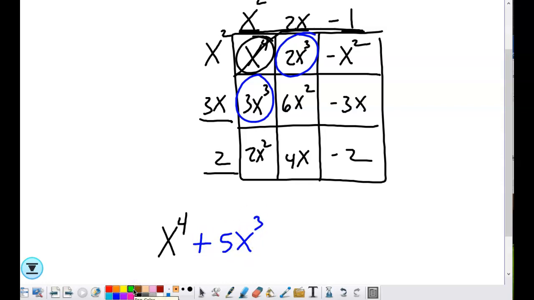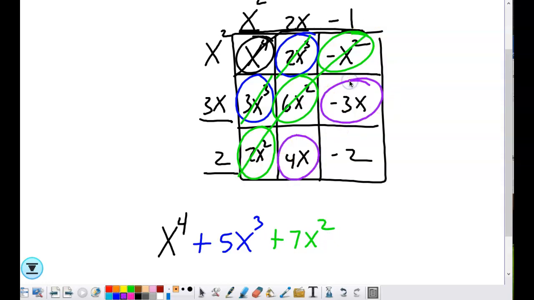And now we're going to move on to the squares. So look for all your squares and put those together. So I've got a 2x squared, a 6x squared, and a negative 1x squared. So 2 and 6 makes 8. And 8 take away 1 is 7. So 7x squared. And then finally we have the x's, which can be combined. 4x take away 3x is 1x. And then the minus 2 doesn't get to combine with anything.